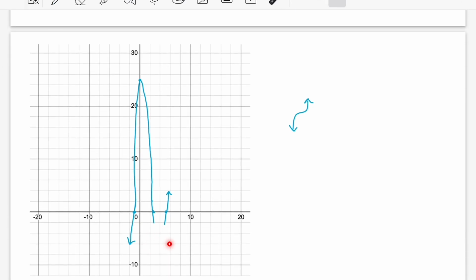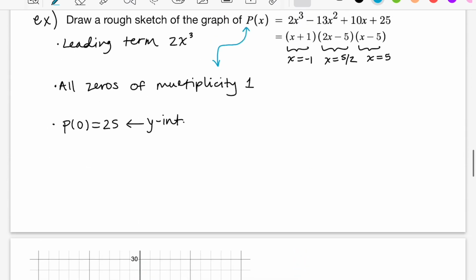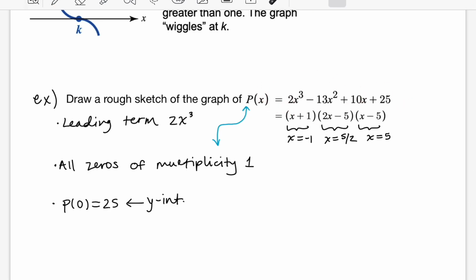And then in this region here, we're not really going to know exactly what happens to our graph without plotting actual points. So our graph could potentially look like this, but without plotting actual points, we won't know for sure. All right, so that is a rough graph of this polynomial here.